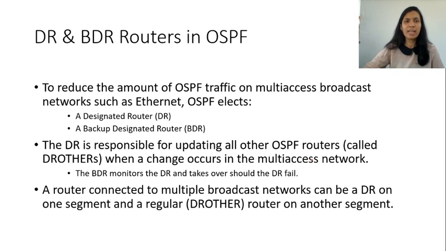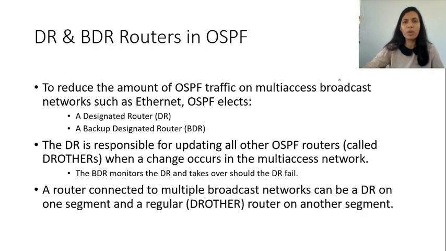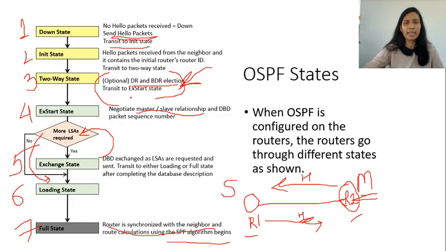Next, we'll take a look at DR and BDR. In this example, in the OSPF states that we have seen, you can see that in the two-way state, there is an optional step wherein DR and BDR election would take place. So DR and BDR election will not happen always. It will happen only when you have a multi-access broadcast type of network, not otherwise. If you have a point-to-point type of network, then DR-BDR election does not happen.